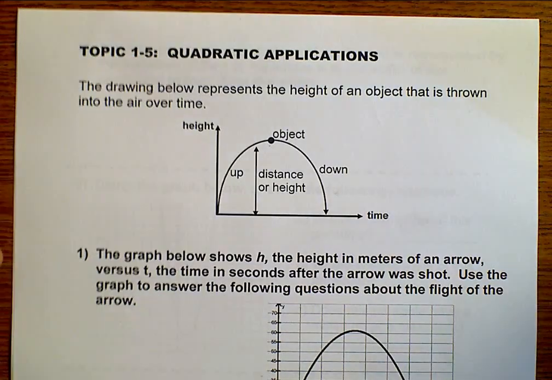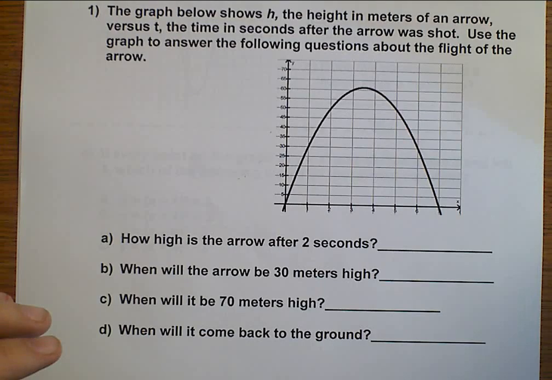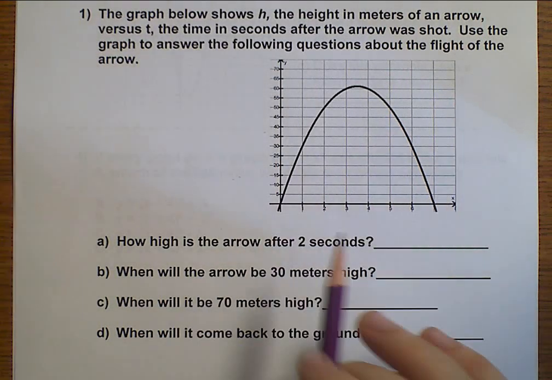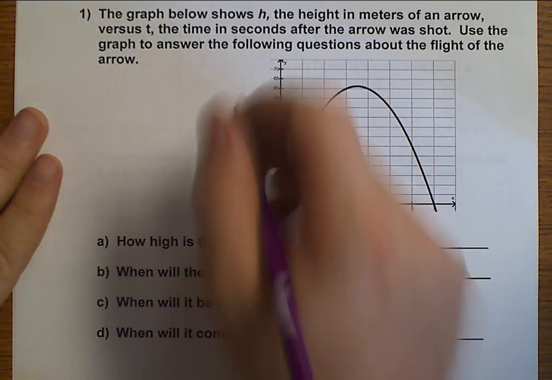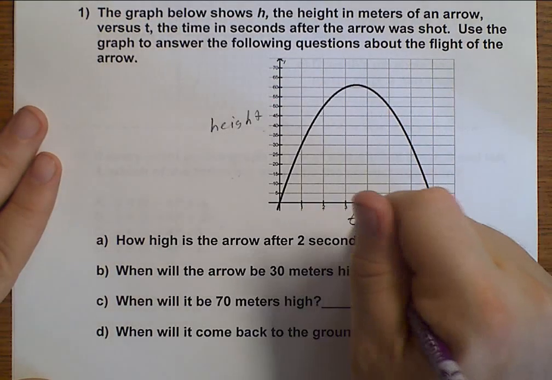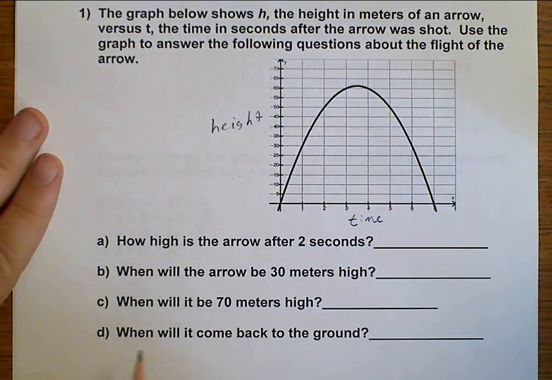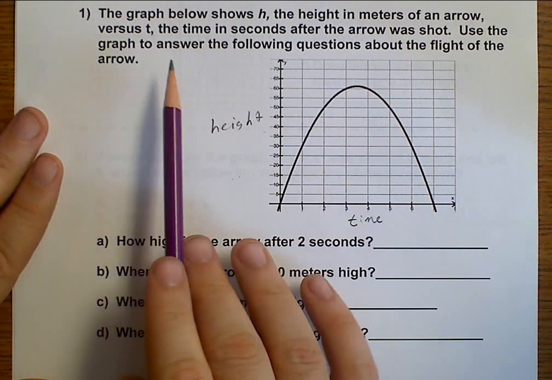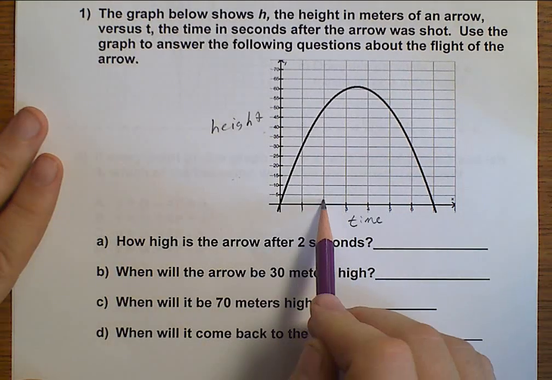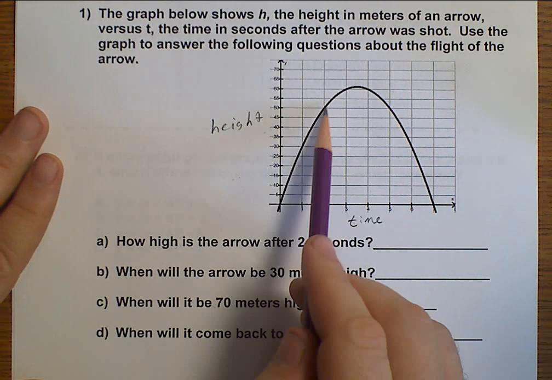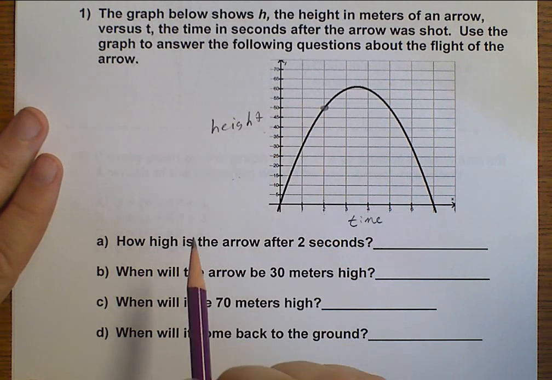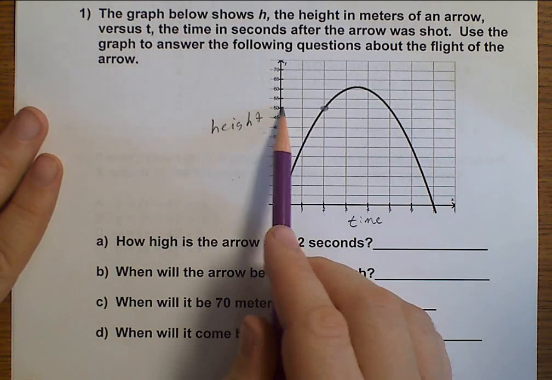Let's go ahead and take a look at number 1. Here we have a graph that shows h, the height in meters of an arrow, versus t, the time in seconds. So I'm going to go ahead and label this as height and time. So we want to use this graph to answer these questions about the flight of the arrow. So after 2 seconds, we come over to the 2, we go up. That's our point. How high are we? We are 50 meters.